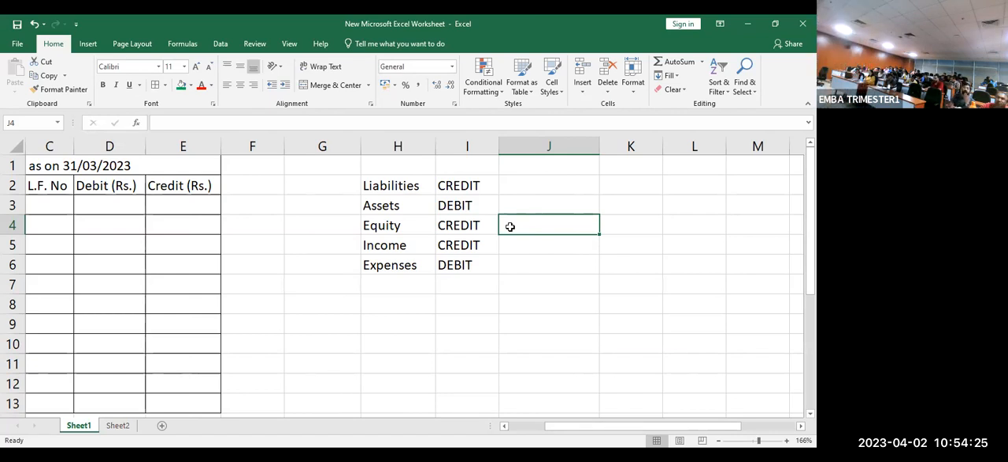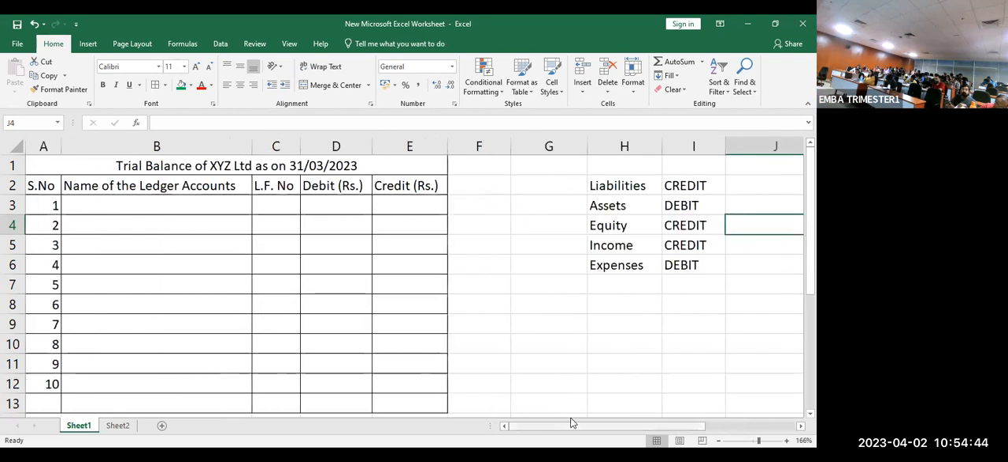from the following ledger balances. One by one, you write it. Share capital 10 lakh rupees.